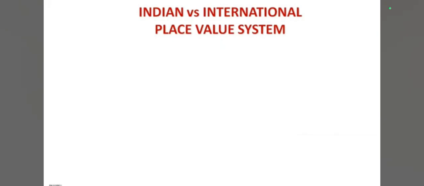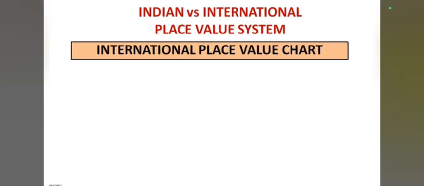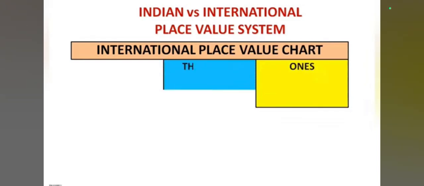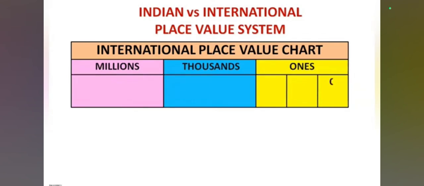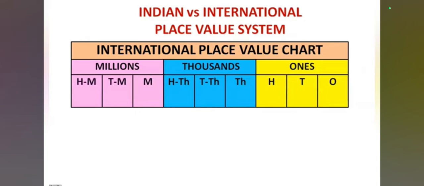First, let us see what are the periods and places in this system. International place value chart consists of the periods, ones period, thousands period, millions period, actually billions and trillions also, but let us see up to millions only now. In this system, each period is divided into three place values, like ones period into ones, tens, and hundreds, and thousands period into thousands, 10,000s, and 100,000s, and millions period into millions, 10 millions, and 100 millions. Note that there is no lakhs period in this international system.